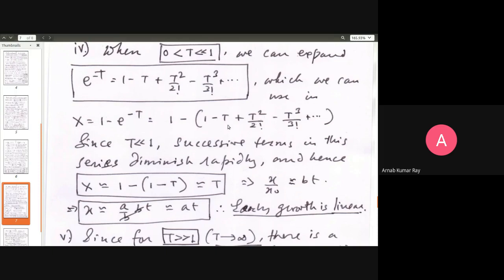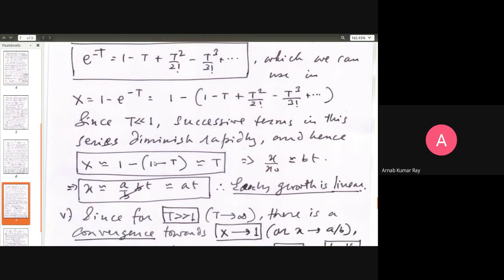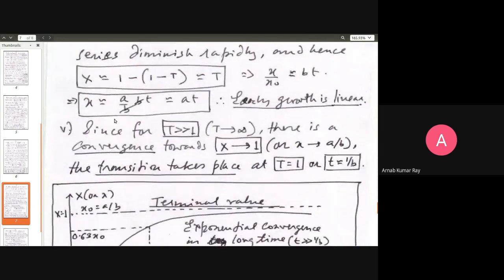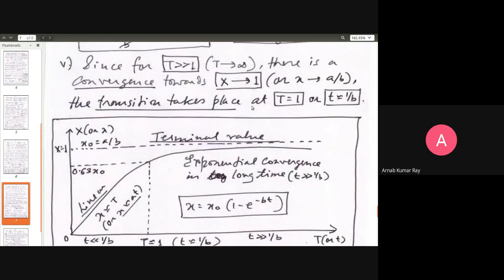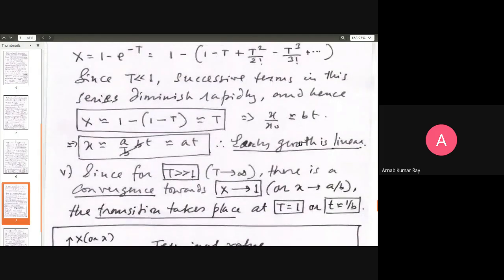So we can drop all these square and cubic terms, and we can just have 1 minus 1 minus t, and that 1 minus 1 will cancel, and we'll just have plus t. So capital X is equal to plus t. Capital X has been defined as x divided by a by b, which is x naught, into bt. And so x naught is equal to a by b. So early growth, x is equal to at. Here, the transition is taking place. So early growth is linear.